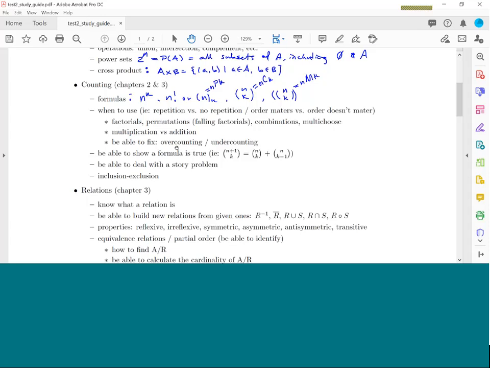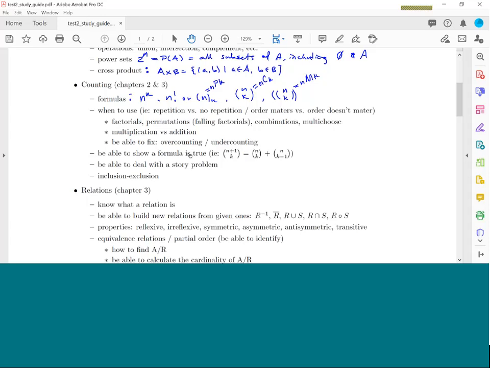And we also talked about what happens if we're overcounting or undercounting. So for example, if you overcounted something, this is where you divided by a factorial. If you undercounted something, this is where you multiply by a factorial to put the order back in or to remove the order. Okay?